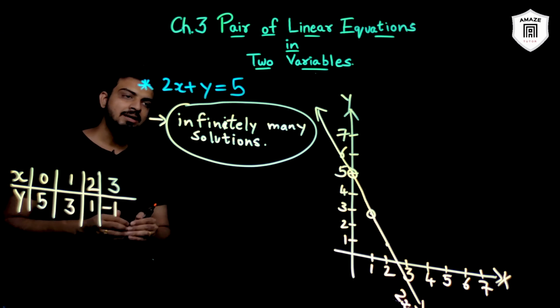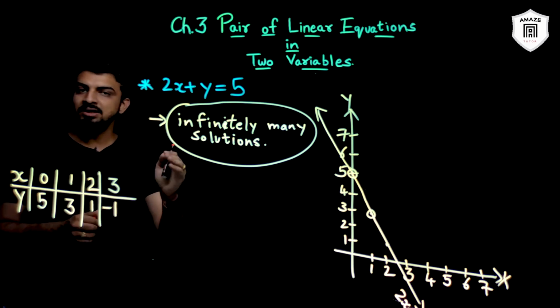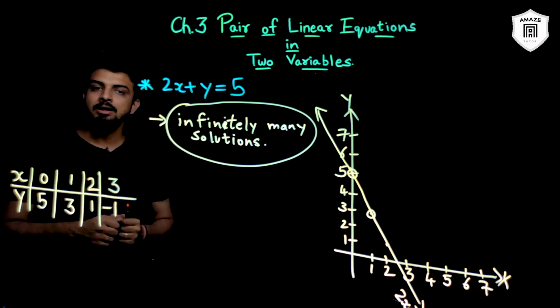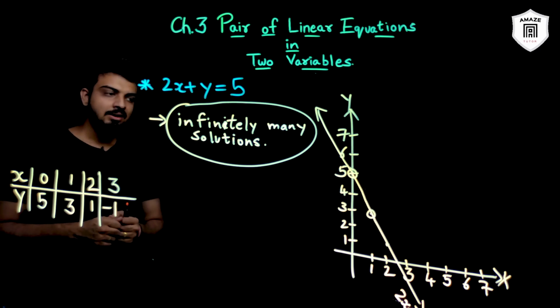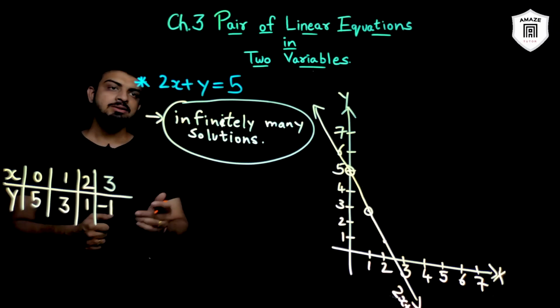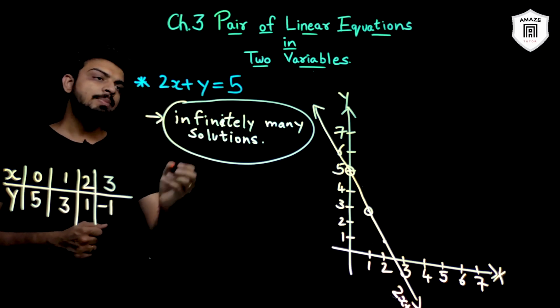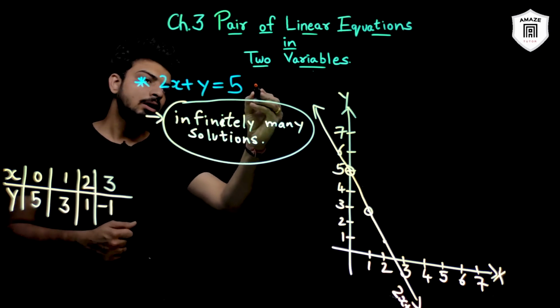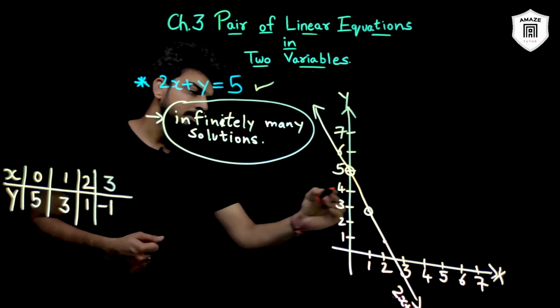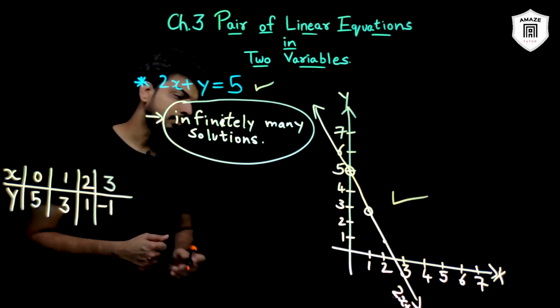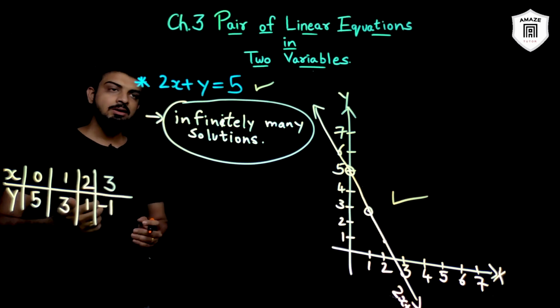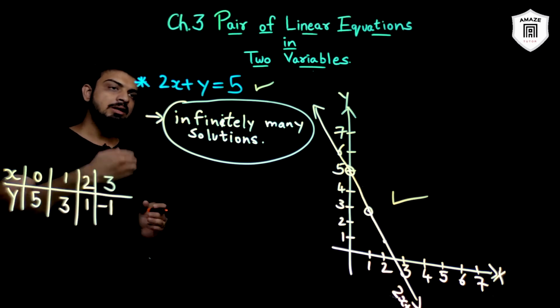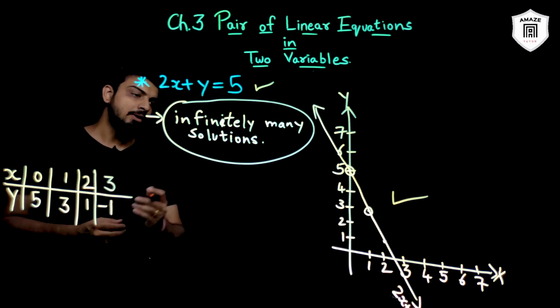Therefore we can say that we have infinitely many solutions for a particular linear equation. Clear? So this is how we can represent a particular situation in an algebraic form, and this is the graphical form of the same, right? So we have seen if there is a particular linear equation, how we can graph it, right?